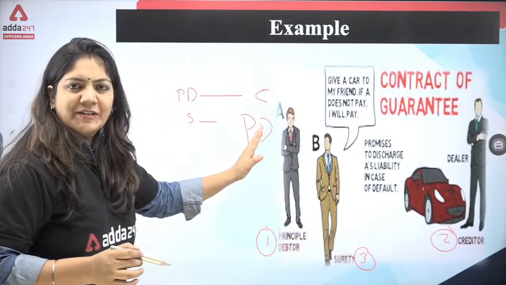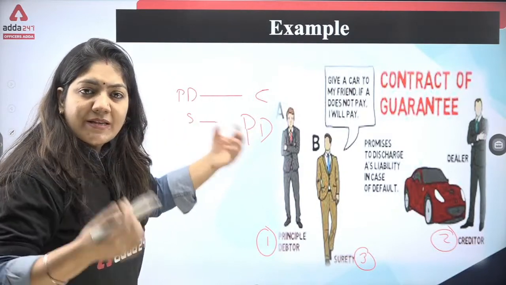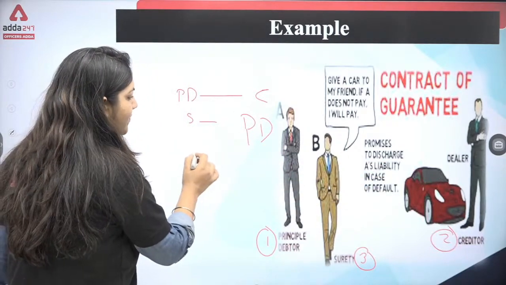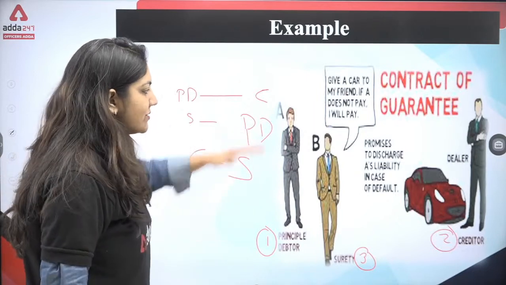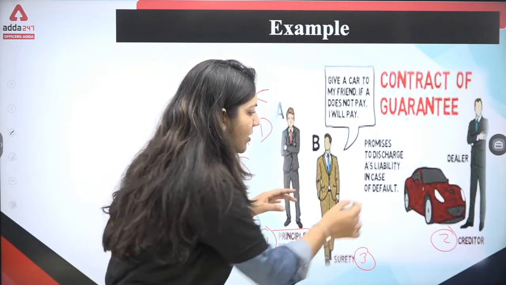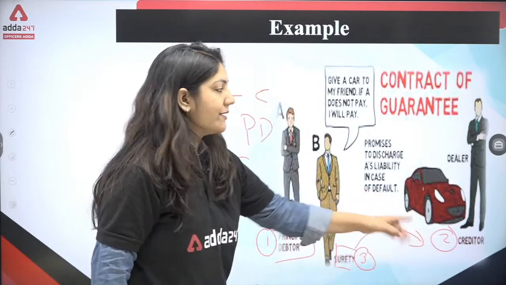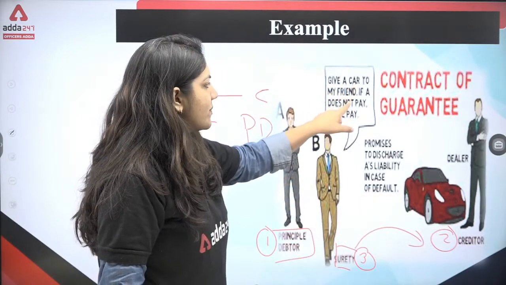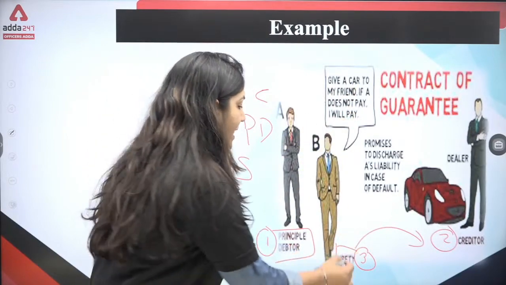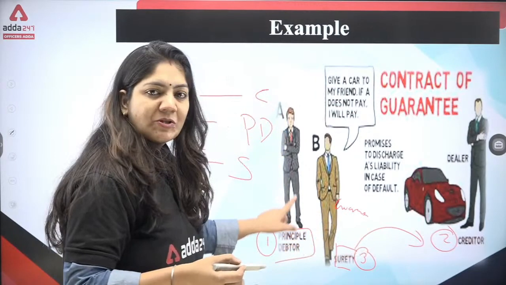The principal debtor is saying, please give the guarantee on my behalf to the creditor. Now the third contract is made between the creditor and the surety. So that is exactly this definition. Suppose the principal debtor does not pay the money for this car, the surety will pay on behalf of the principal debtor to the creditor. The surety is saying, give a car to my friend, if he does not pay, I will pay. The surety is also called the guarantor. So this guarantor is giving guarantee on behalf of the principal debtor to the creditor.